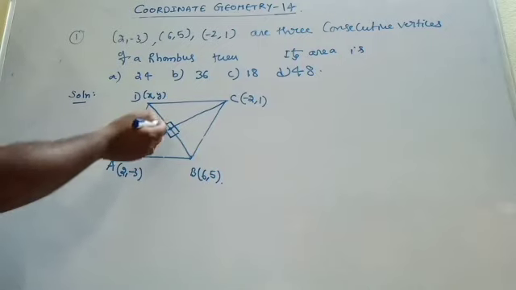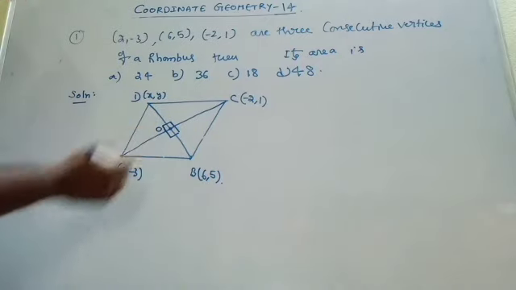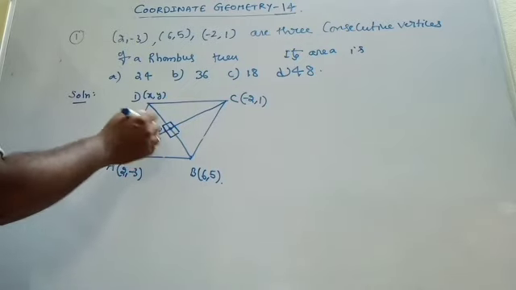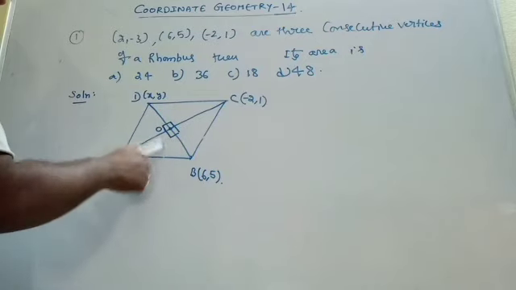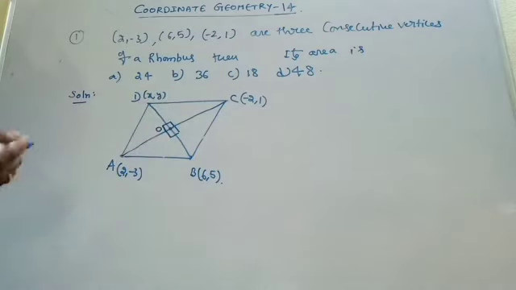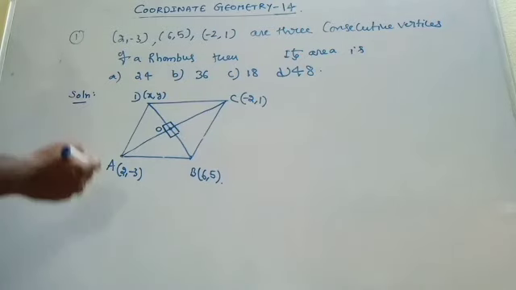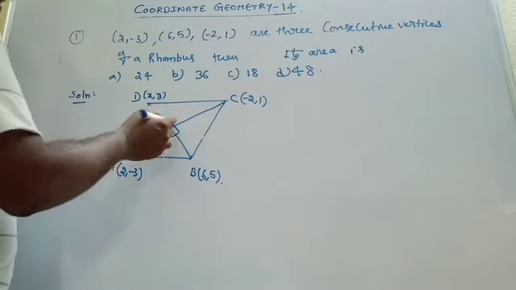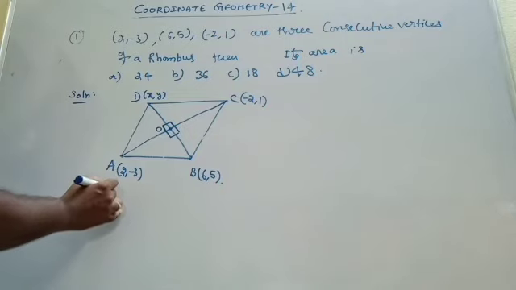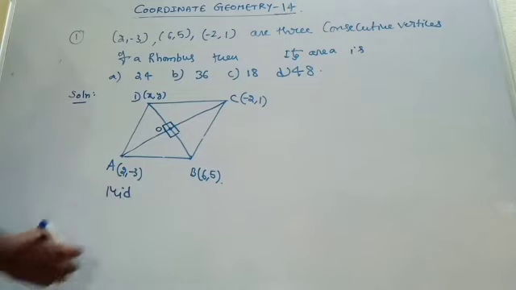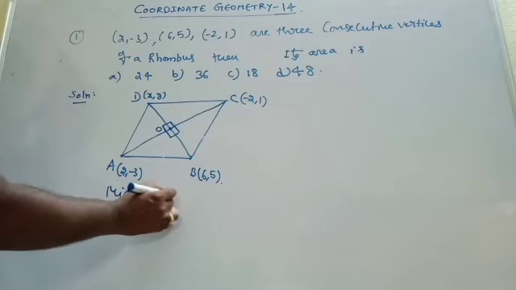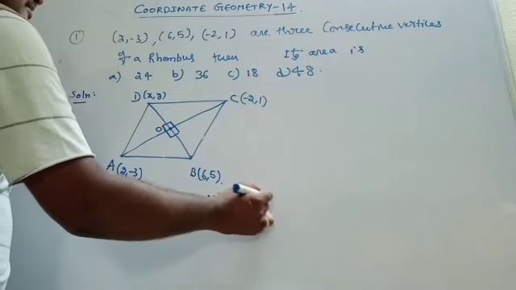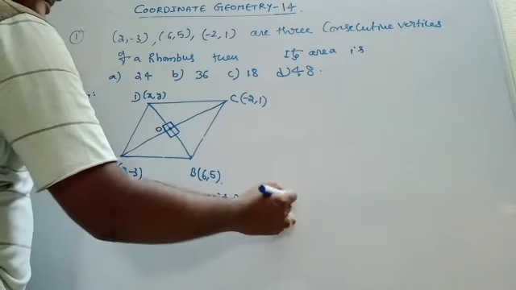Or else what I am doing is I am just finding any one of the right angle triangle areas, and all four right triangles' areas will be the same. Then you multiply with 4, and we will get the area of the rhombus. First let us find the midpoint. Because they are right bisectors of each other, the midpoint of AC is equal to the midpoint of BD.